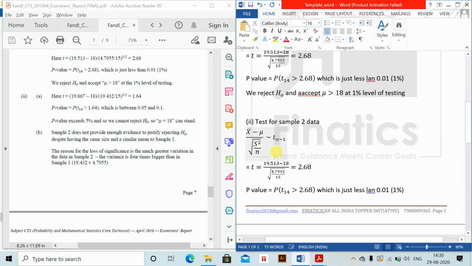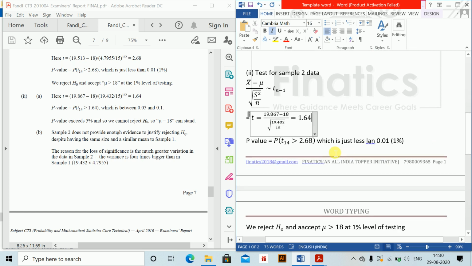For sample 2 data we were given the mean and the variance. The mean is 19.867 and the variance is 19.432. Okay, this comes up to 1.64 from here. Now the probability of T14 greater than 1.64 is between 0.05 and 0.1.